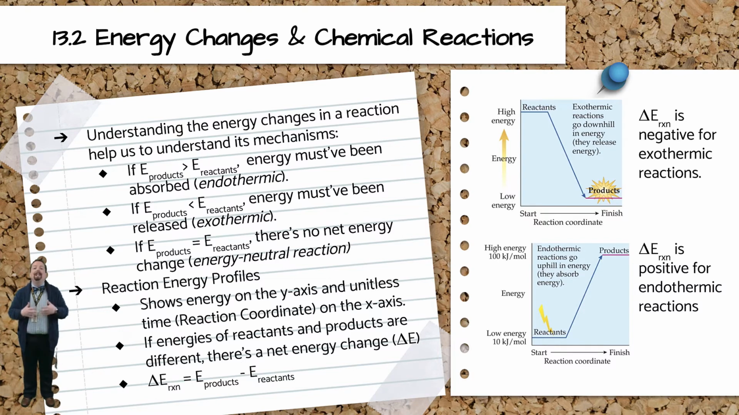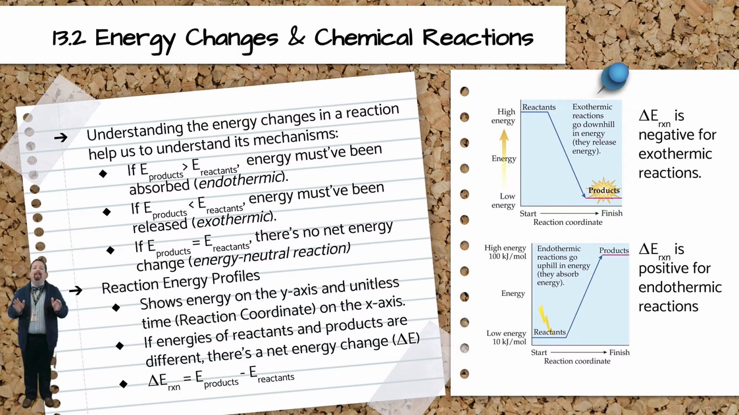We call these endothermic reactions because energy goes into the system. If the products have less energy than the reactants, energy must have been released during the reaction. We call these exothermic reactions because the energy exits the system. On occasion, the products will have the same amount of energy as the reactants. In this case, there's no net change in energy, so we call these energy neutral reactions.